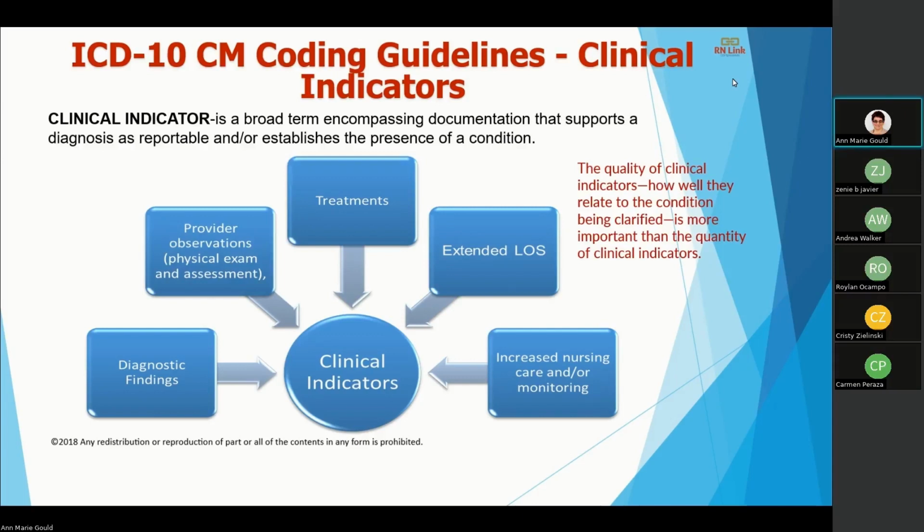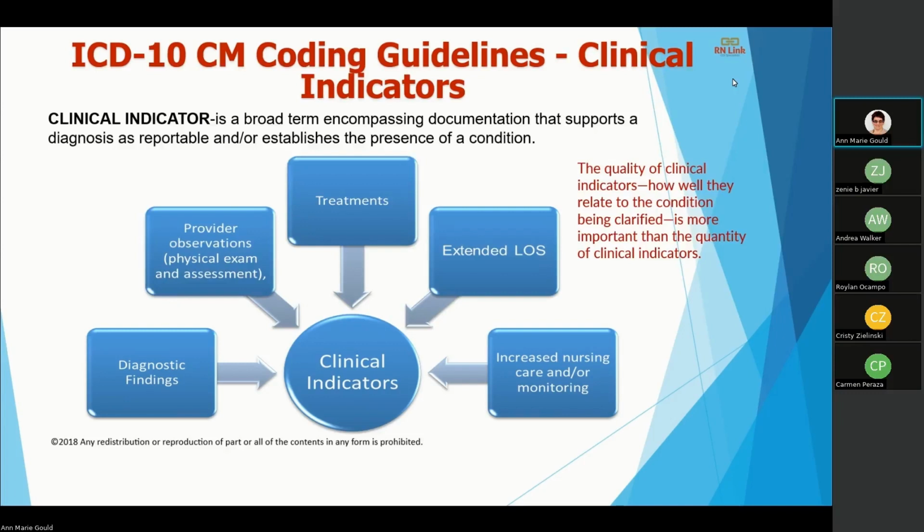So your clinical indicators would include, of course, your diagnostic finding. What did the provider observe, what did they document as a diagnosis, like heart failure needing more specificity? Your diagnostic finding would include the echo for that patient. Your treatment, what are they treating the patient with? Are they given IV Lasix or IV Bumex, some type of diuretic? Is it extending the length of stay within the hospital setting? Or did it increase nursing care or monitoring of that patient? So that's why clinical indicators is so broad, but you want to make sure you capture the relevant indicators to support the query question you're asking the provider to clarify.